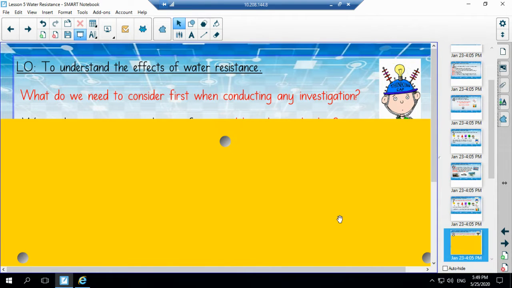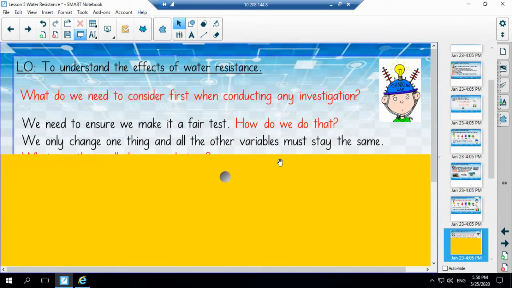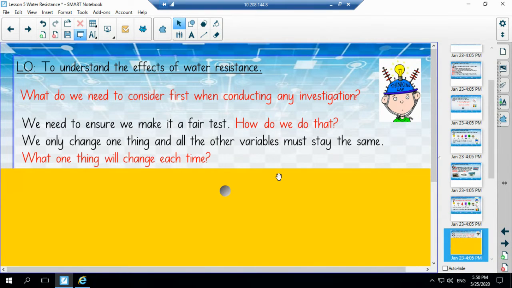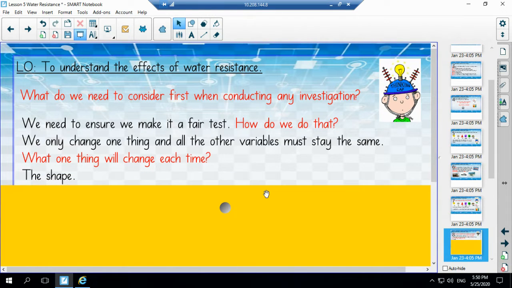Now, the investigation. What do we need to consider first when conducting any investigation? Have you got it? Yes. We need to ensure we make it a fair test. Can you remember how to do that? We only change one thing and all the other variables must stay the same. What one thing will change each time? Let's have a think about that. If you had said the shape, then you'd be absolutely right.